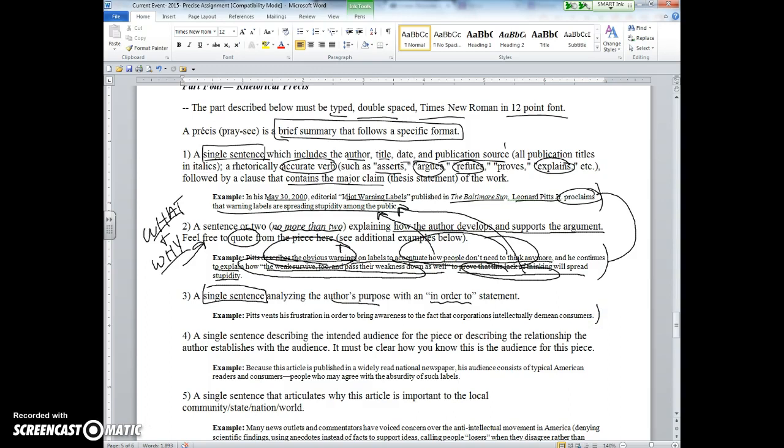Pitts vents his frustration. So that's what he's doing in this article. So I'm saying what he does. I'm kind of combining or putting my own spin on what's going on there. In order to bring awareness to the fact that corporations intellectually demean consumers. So he's not actually saying he is arguing that we're being stupid, but the reason he's bringing this up, or what he wants to accentuate with this information, is that it's corporations that are really hurting our ability to be, like, they're kind of mocking us. Like, don't operate a toaster in the bathtub. That seems pretty mocking, and he does articulate that in his article.